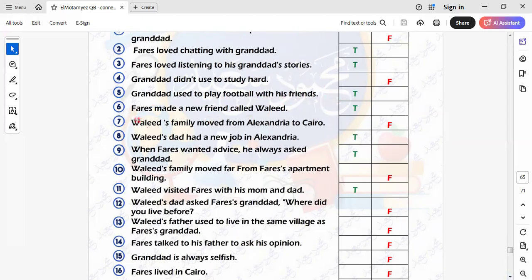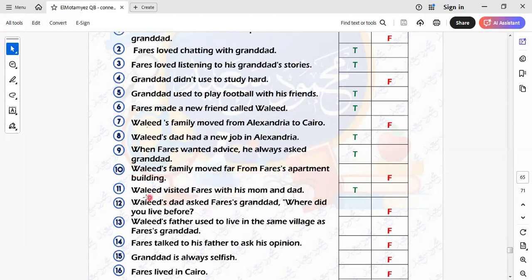Yes, it's true. Faris made a new friend called Walid. True, it's true. Walid's family moved from Alexandria to Cairo. No, not to Cairo, to their village. Walid's dad had a new job in Alexandria. Yes, true. When Faris wanted advice, he always asked granddad. Yes. Walid's family moved far from Faris' apartment building.